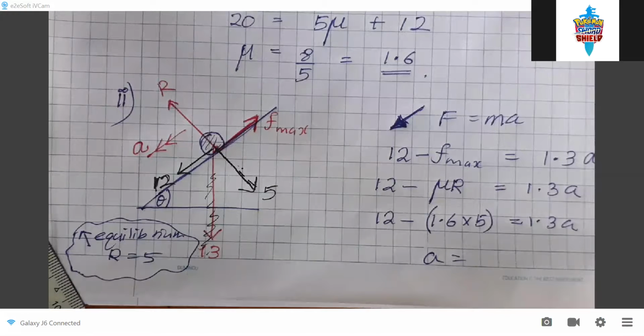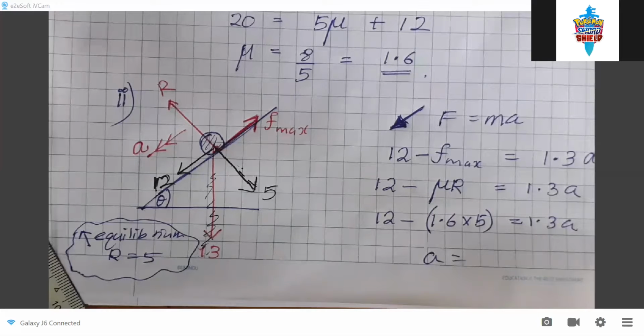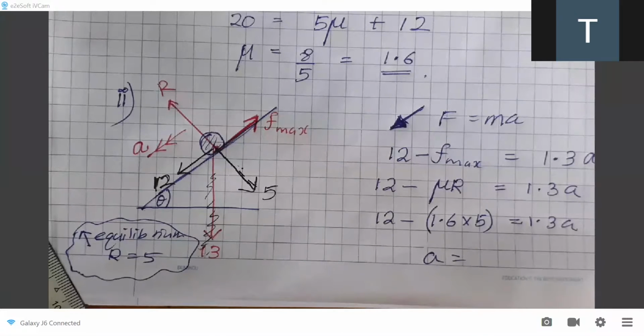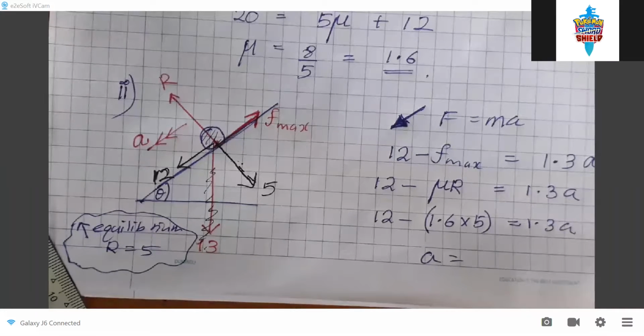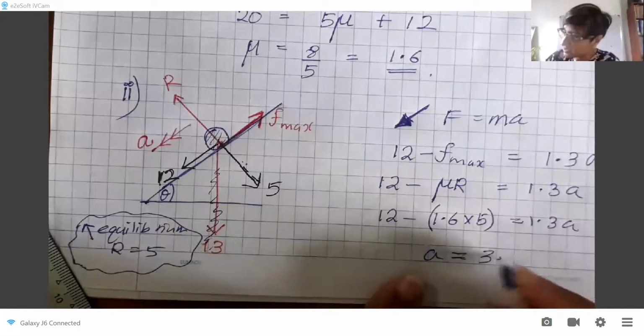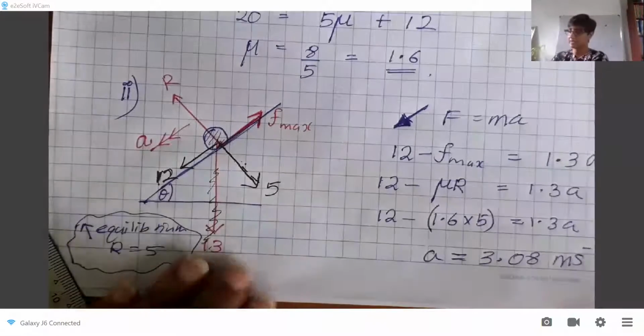0.307? 0.308? Or is it 3.08? Is it 3.08? Yes, 3.08 meters per second squared.